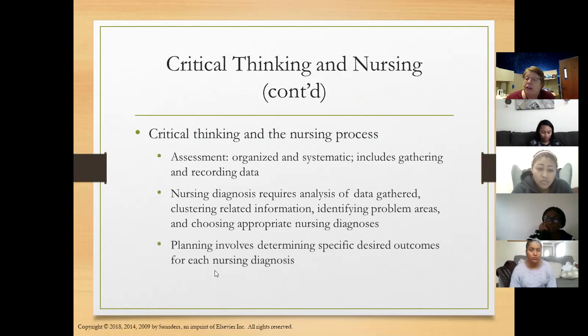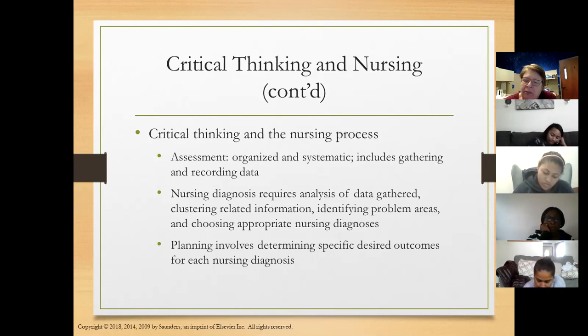So here is our critical thinking in the nursing process. Assessment. That's our first step in the nursing process, right? So when we're assessing, we're gathering information, just like you are when you have a problem. You're identifying, we need to get more information. And then we do a nursing diagnosis, which means we've analyzed the information and determined what the problem is for our patient. What is our patient problem right now?